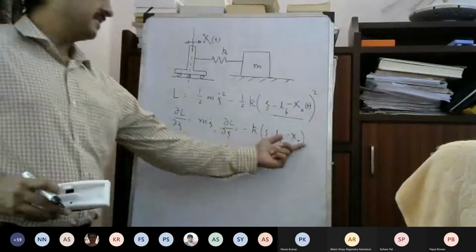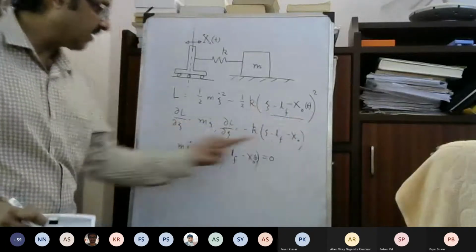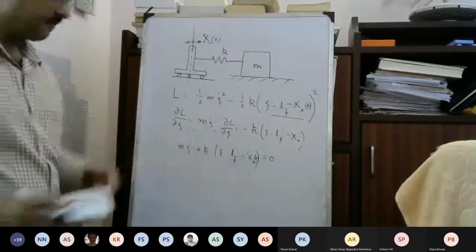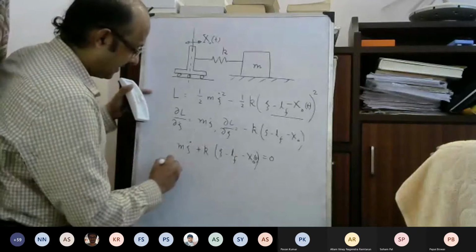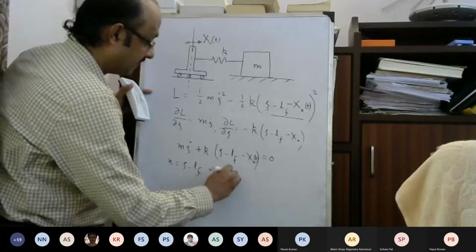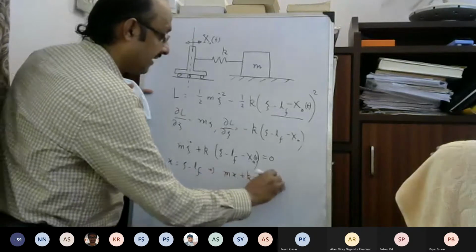Remember, this function of time is appearing, but this expression does not involve zeta dot, so we do not have any time derivative of it. So if you define x equal to zeta minus LF, then this becomes m x double dot plus k x equal to k x naught.